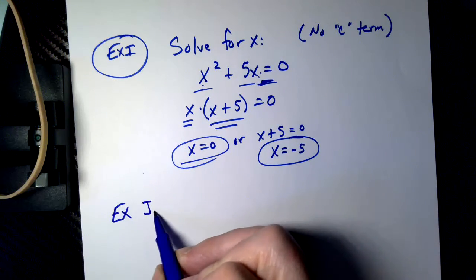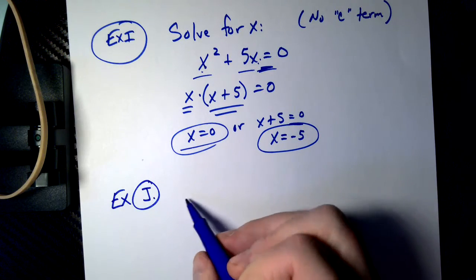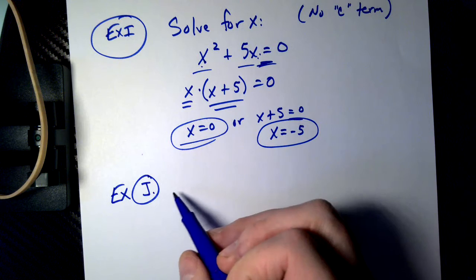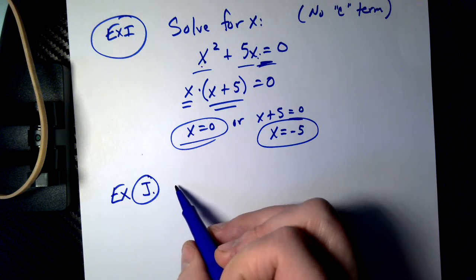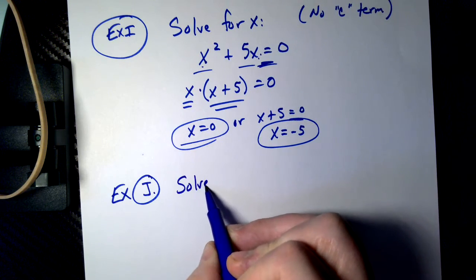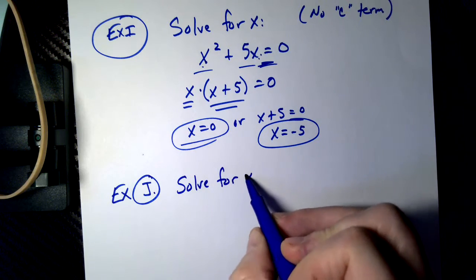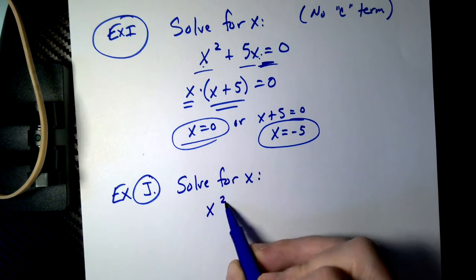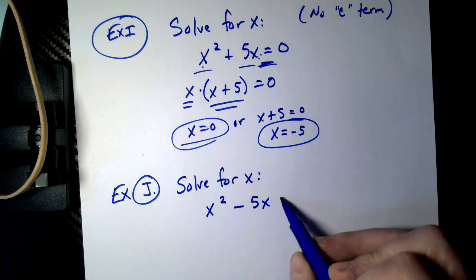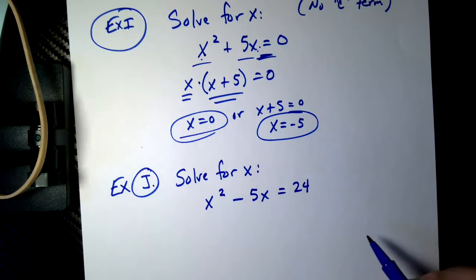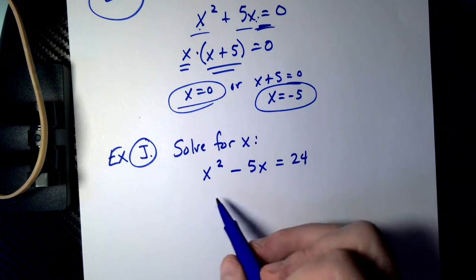All right, I got to rush through the last two so I don't run out of time. I got to end it at the 14-minute mark here. So, example J, solve for x. If I go x squared minus 5x equals 24, I want to set it equal to 0.